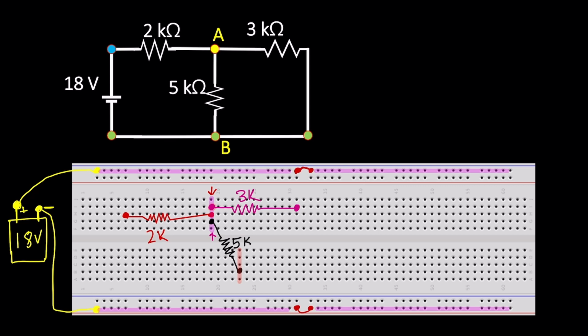And here you can see that the 5 kilo ohm and 3 kilo ohm are connected together. That means the N terminal of the 5 kilo ohm is connected with the N terminal of the 3 kilo ohm. So I need to use a jumper wire to connect these two. So what I need to do, I need to take a wire from this point to connect it to this point. Okay, what I did, I just connected the 3 kilo ohm and the 5 kilo ohm together.